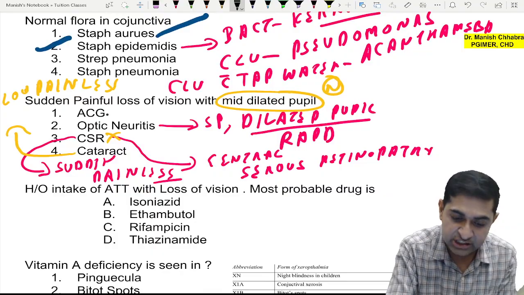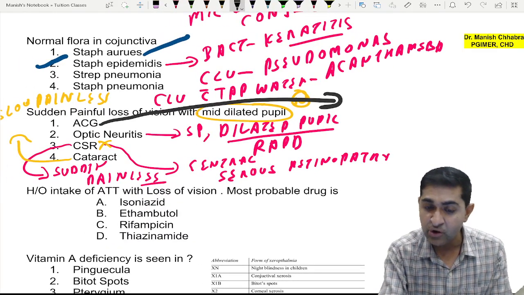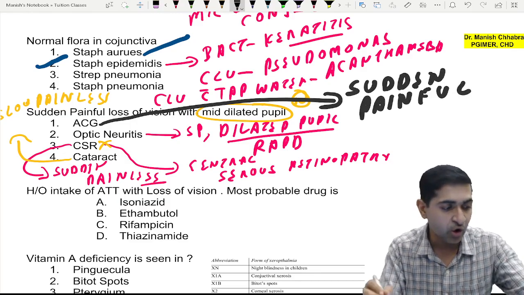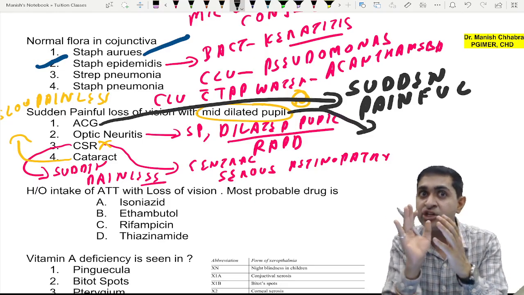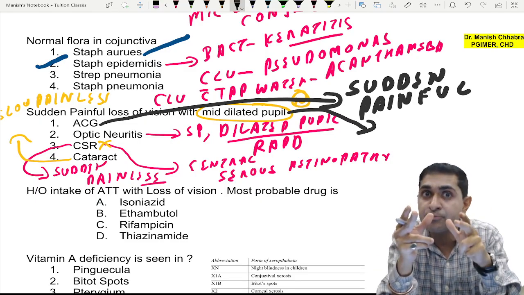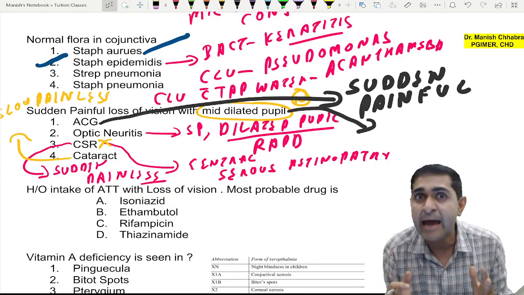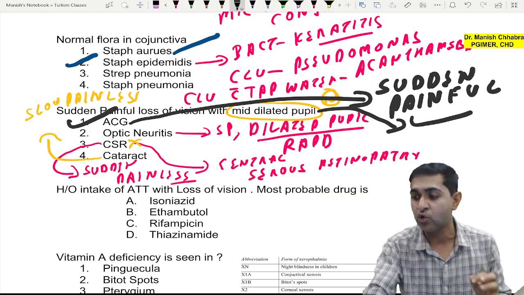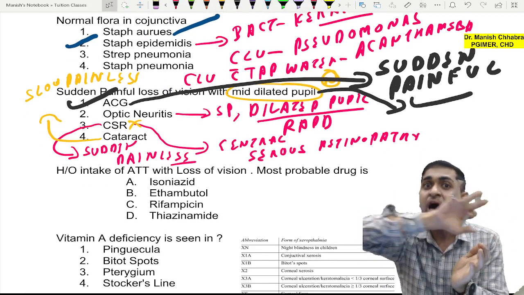What about acute congestive glaucoma? What will happen in acute congestive glaucoma? When there is sudden raised intraocular pressure, there is corneal edema, so that is your sudden painful loss of vision. But what about the pupil? Due to sudden raised intraocular pressure, it compresses the iris, and you know the iris has sphincter pupillae and dilator pupillae, which leads to ischemia. When there is ischemia, there is sphincter damage, which leads to a mid dilated pupil. So typically the answer is acute congestive glaucoma. Is it understandable? So this is your answer by exclusion, by excluding the other options one by one.